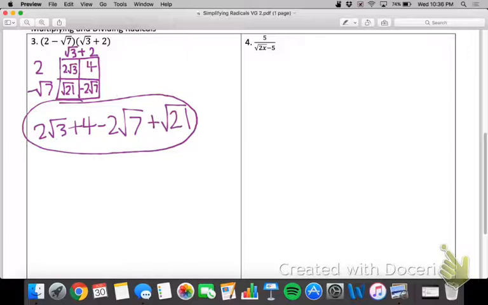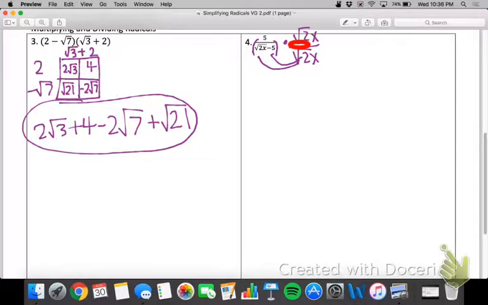So number 4, now we have 5 divided by square root 2x minus 5. So in this one, remember, we still don't like radicals in the denominator. And in this one, if we tried to do this method, so multiplying by square root 2x over square root 2x, don't write that down because we're about to erase it. So I would have to distribute that square root of 2x to both terms in the denominator. So if I multiplied it by that, the radical goes away. But now I get a radical on that one, so it doesn't help me.